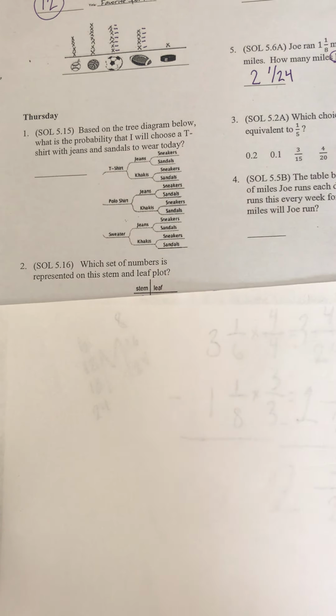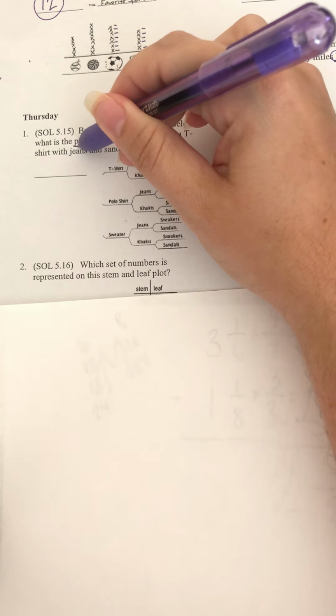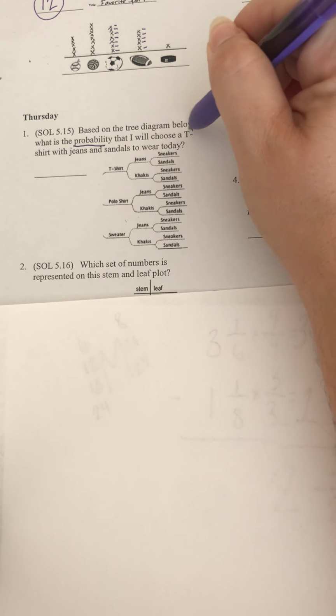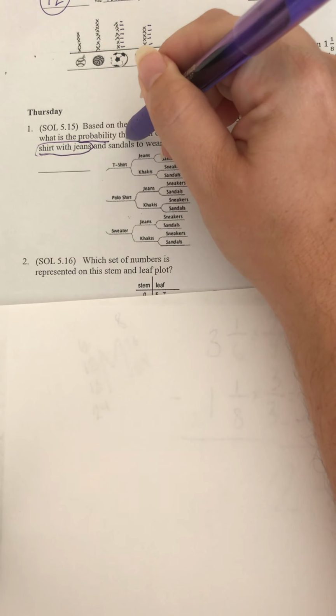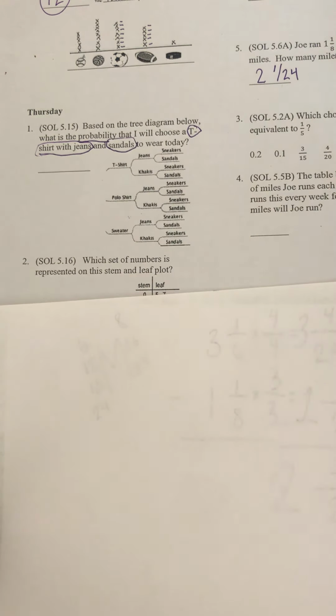Hey guys, all right, we're going to do Thursday, your DMR number 34 is your last day. So we're going to look at the tree diagram below. The problem wants us to find the probability that you will choose a t-shirt with jeans and sandals to wear.